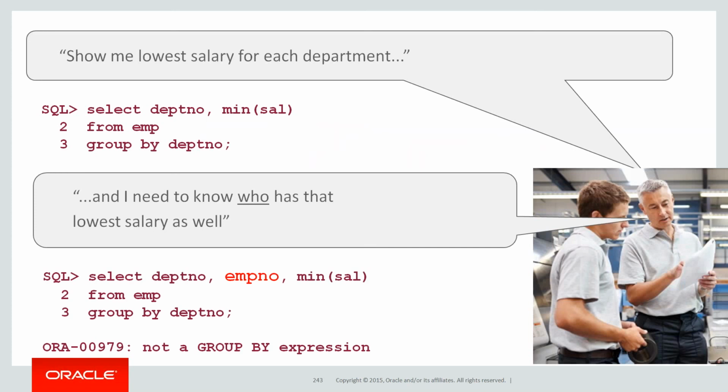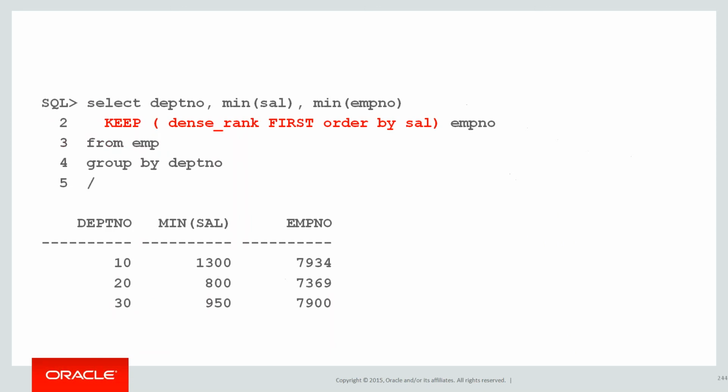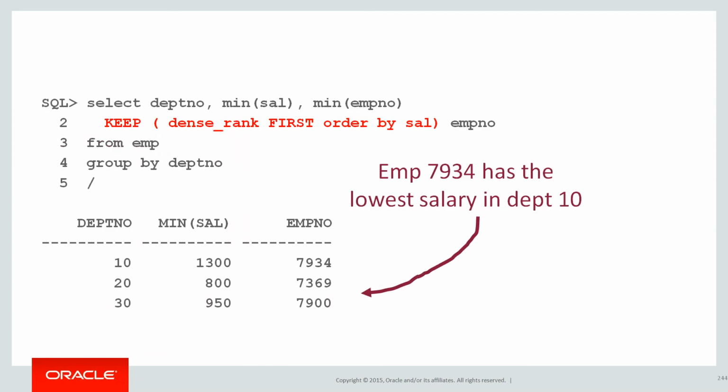Now if you just plug the empno in there, you get an error because you can't have that column selected and not group by it. But if you put empno in the group by, then of course you've actually changed the problem. You don't get the minimum salary by department number. Keep lets you do that. What keep says is, as I'm picking up the minimum salary, I want to pick up the minimum employee number sort of along for the ride.